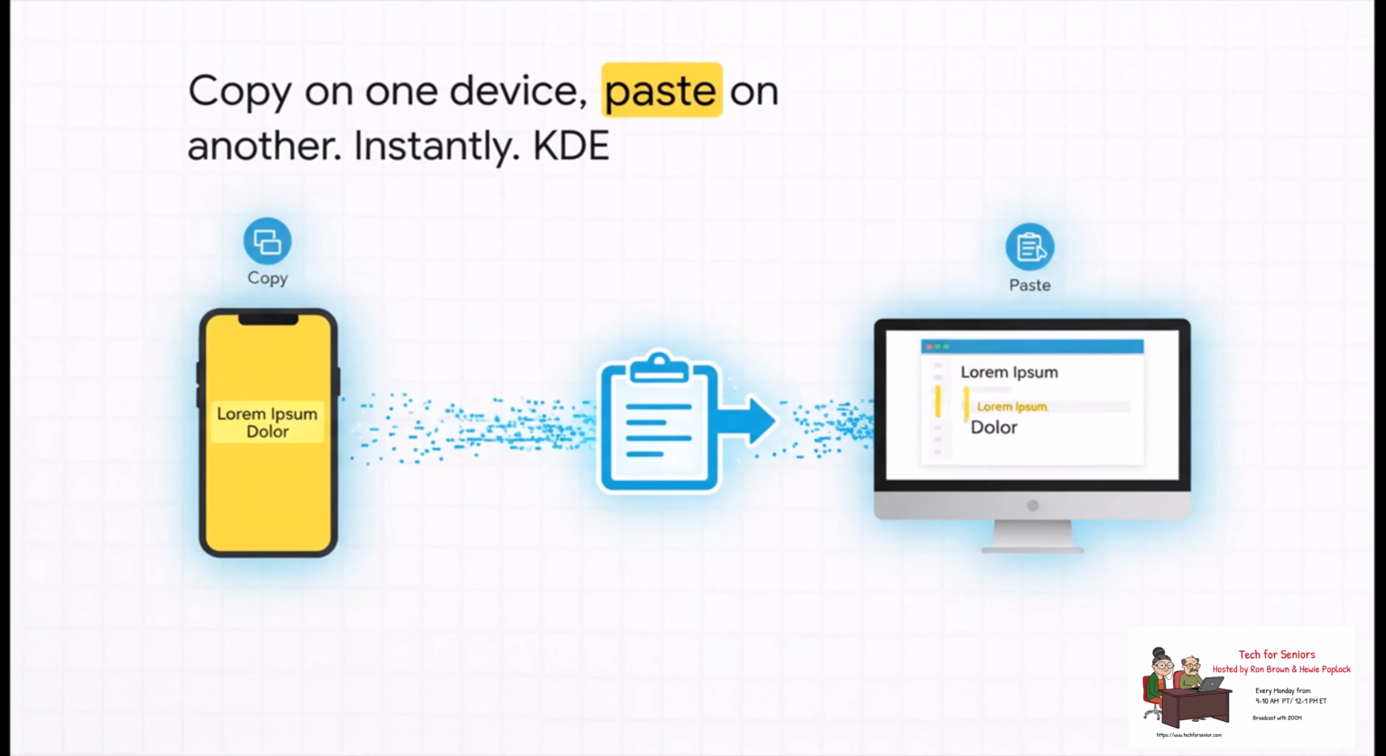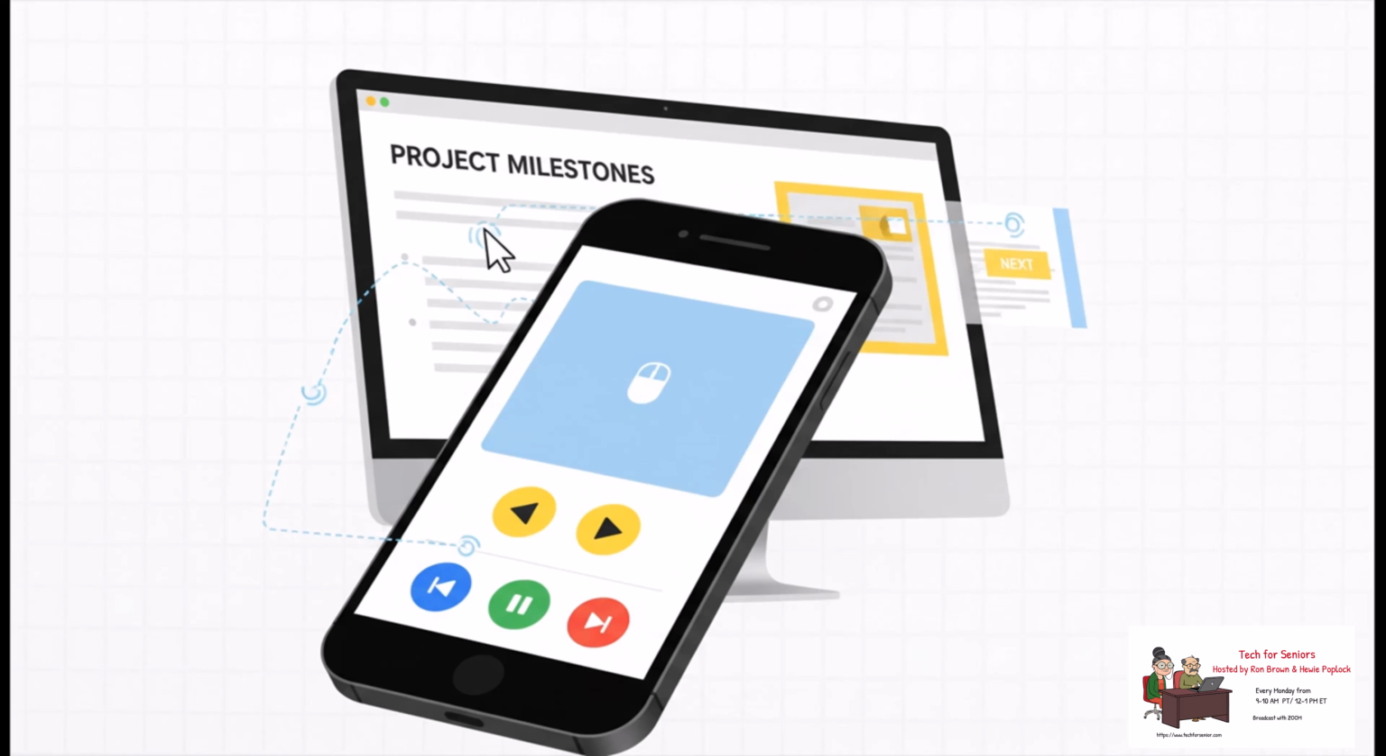It's like magic. Think about this for a second. You're giving a big presentation and your phone is your slide clicker. Or maybe you're chilling on the couch watching a movie on your PC. You can pause it, crank the volume, even move the mouse around to pick the next episode, all from your phone. That's what KDE Connect does.